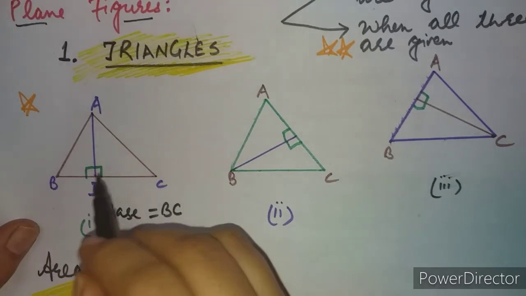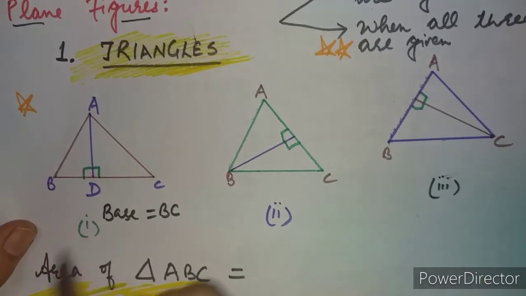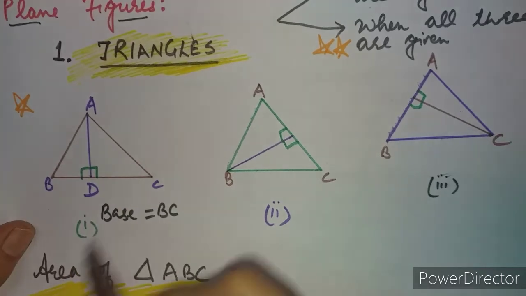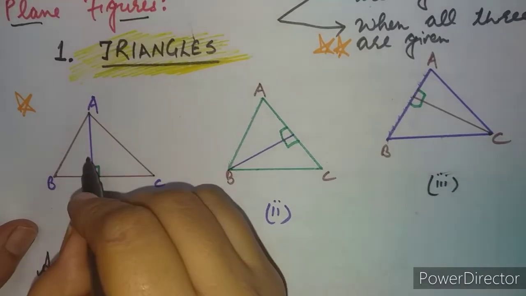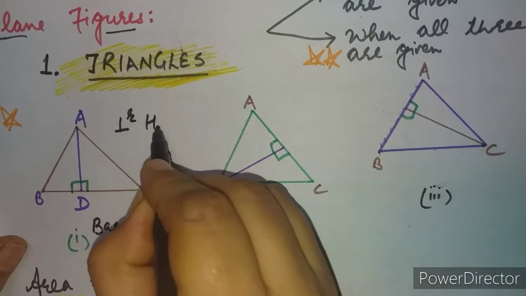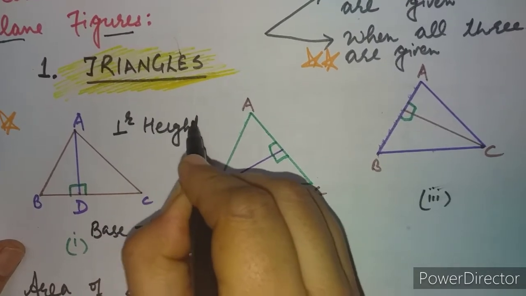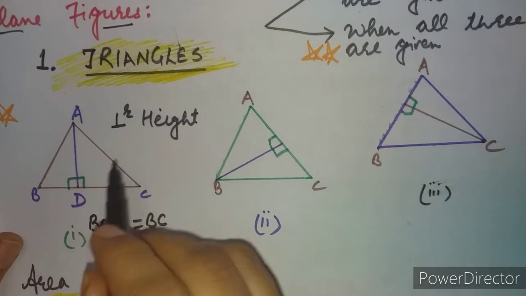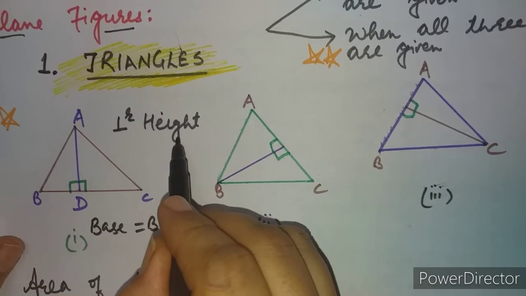Okay, now base and altitude I said. So the second part I want is the altitude. Now what is the meaning of this altitude? Altitude is always the perpendicular height of a triangle. Okay, altitude is what? Is the perpendicular height of a triangle, right?